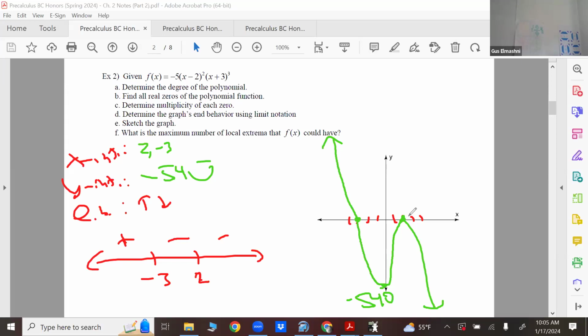Now down here, that's a local min. Why? Because we're going from decrease to increase. Going down, then up, down, then up. So we call that a local min. Now we have to look at two, which we'll talk more about with the Precalculus. So another thing about two.